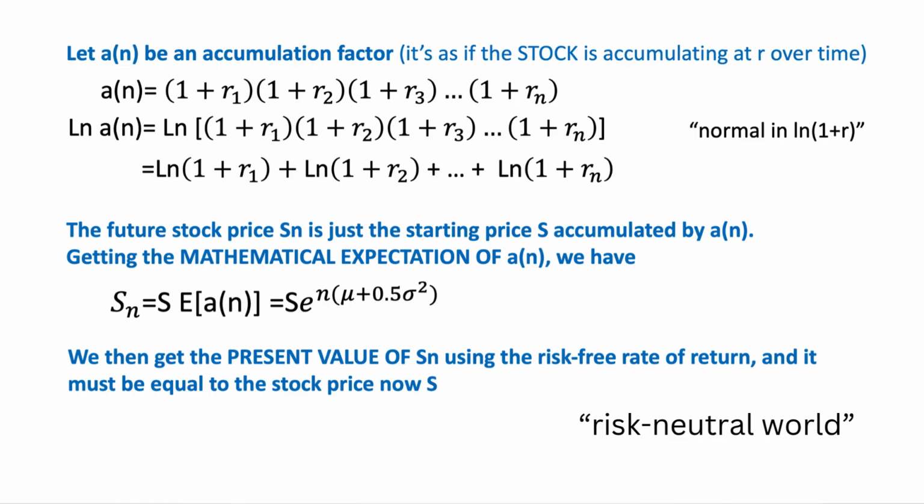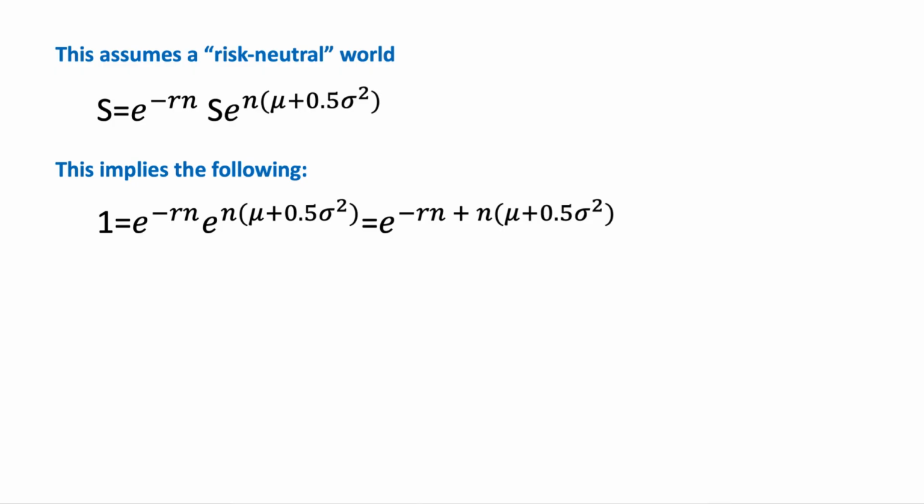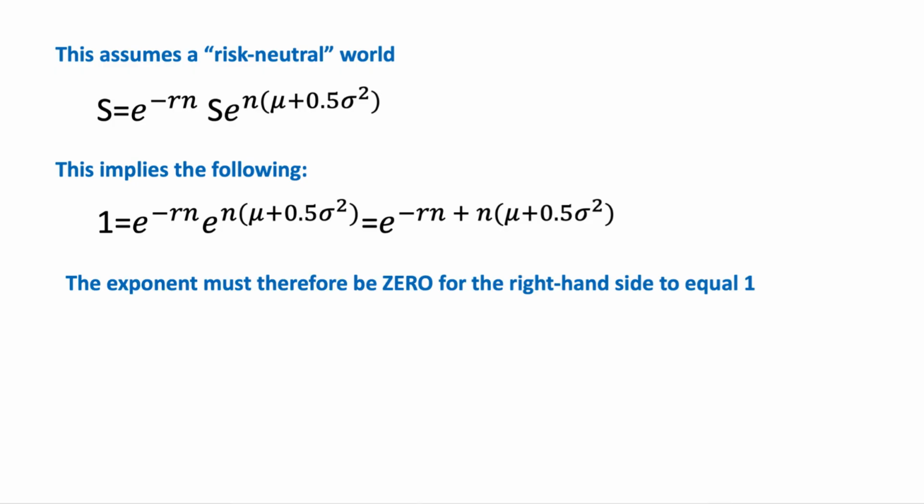So we have this almost circular-looking argument, which gives us the equation. The current price of S is actually the future price accumulated by A of n, and then we get the present value using the risk-free rate of return. Now, the S will cancel in both sides, and this implies that 1 is equal to e raised to this exponent. Now, for the right-hand side to be equal to 1, the exponent must sum to 0 to get e raised to the power 0 to be equal to 1.